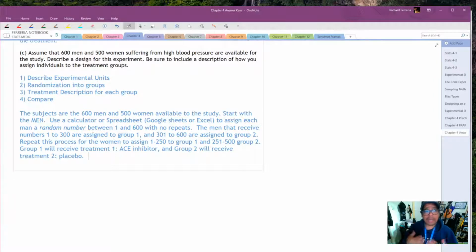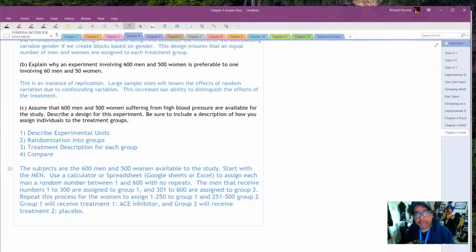So that ensures that exactly half of the men are going to get the ACE inhibitor, and exactly half of the women are going to receive the ACE inhibitor. Likewise, exactly half of the men are going to receive the placebo, and exactly half the women are going to receive the placebo.